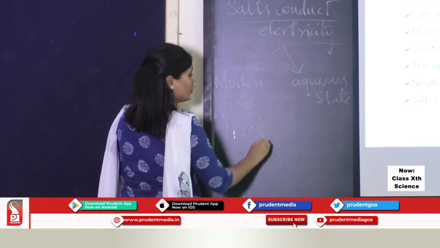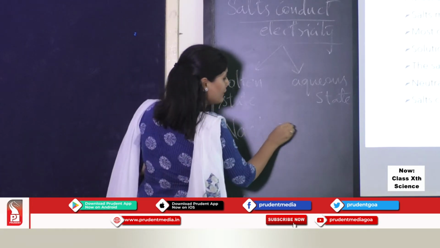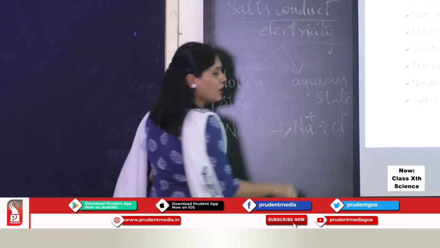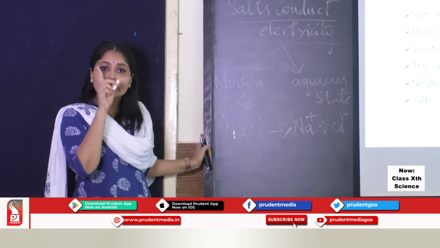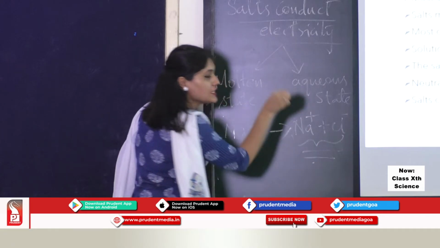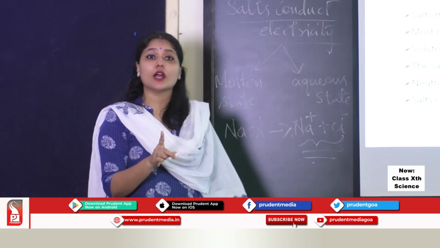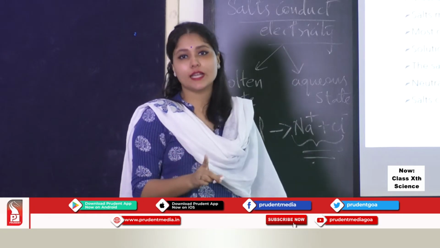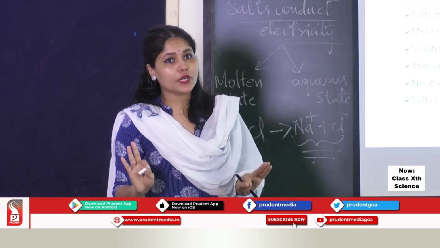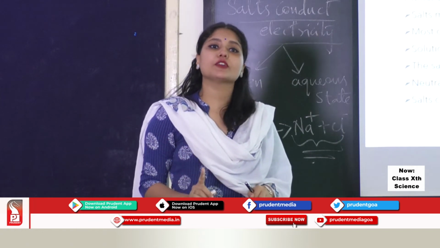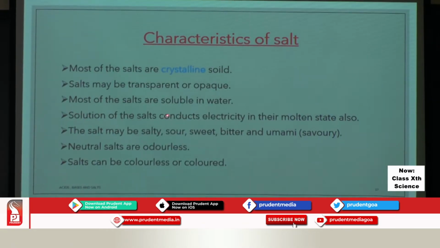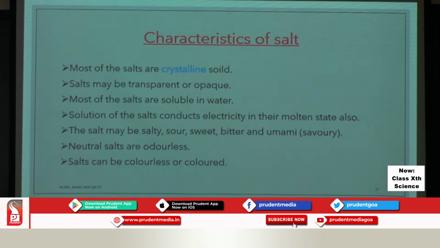I have sodium chloride, NaCl. When I dissolve it in water, it is going to give me Na plus and Cl minus ions. So when you dissolve sodium chloride in water, there is free movement of these ions. The free movement of ions helps in the conduction of electricity. But if the same salt is in its solid form, it is not going to conduct electricity because of its rigid structure. So the solution of salts conducts electricity, and so does the molten state.